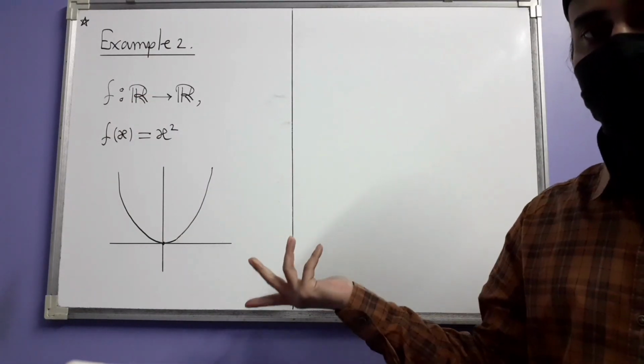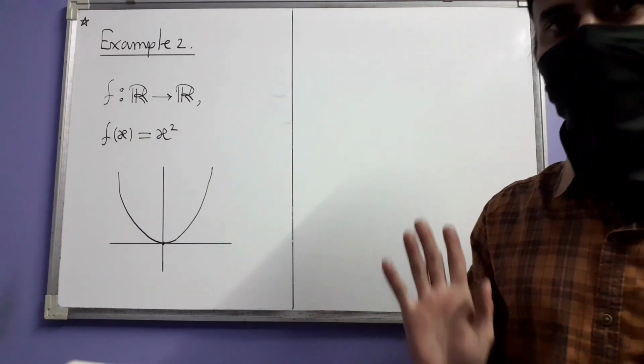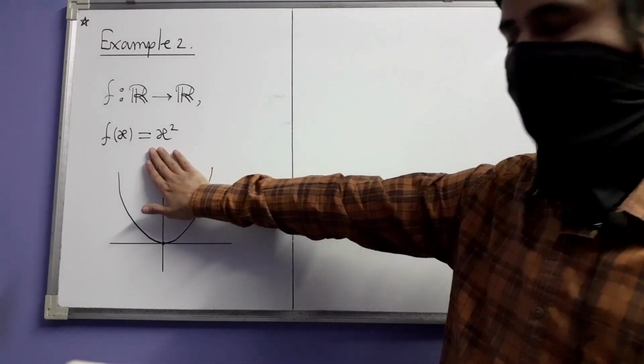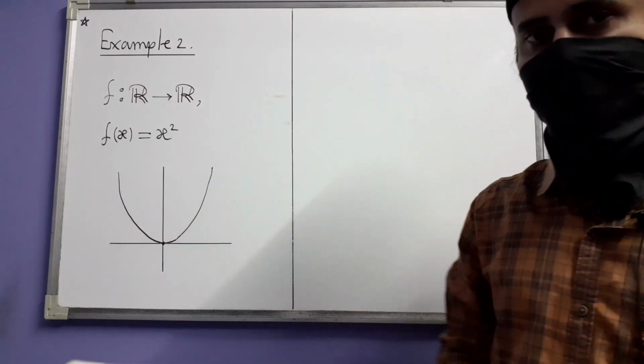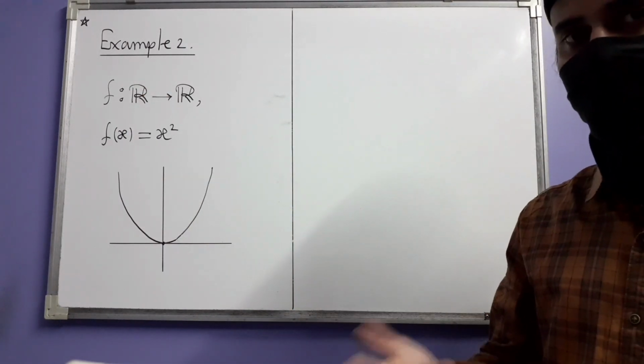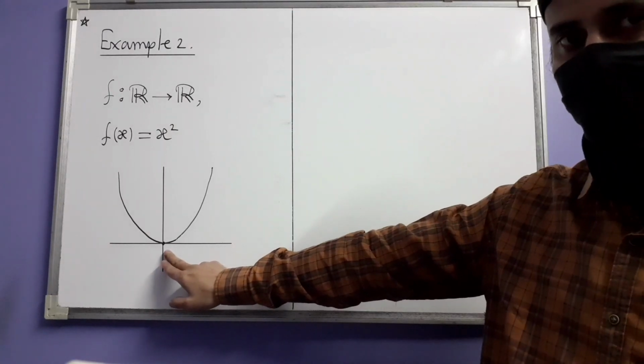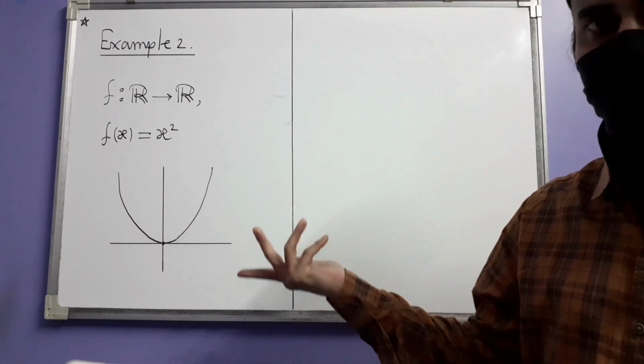So what about the max-min theorem? Well, that theorem in this case is not applicable, because although the function is continuous, this is not a closed interval. So there is no guarantee for having extreme values. Still we have an absolute minimum value, but no absolute maximum value.